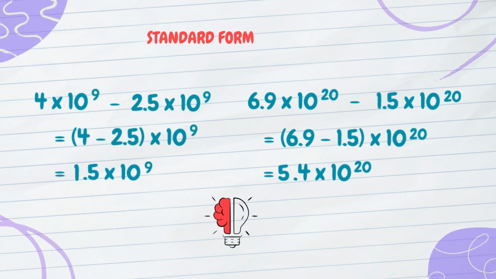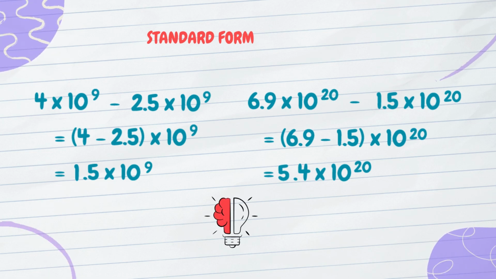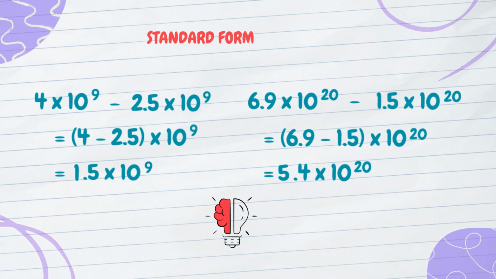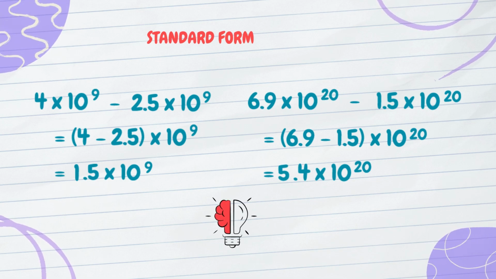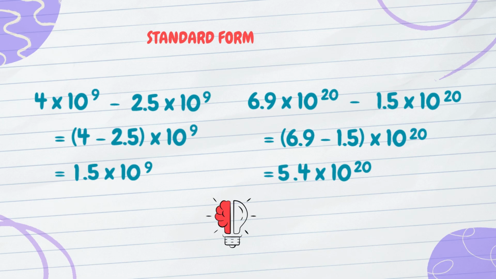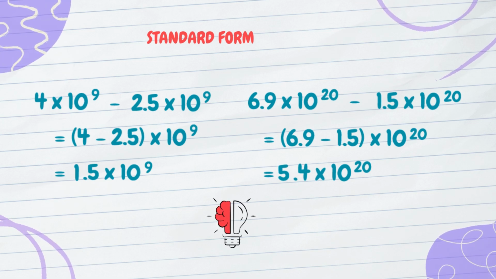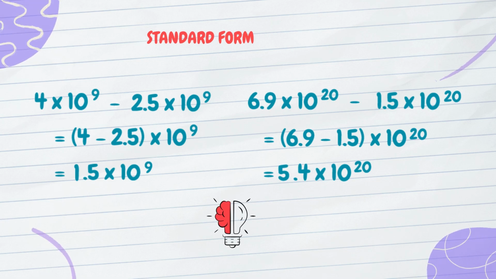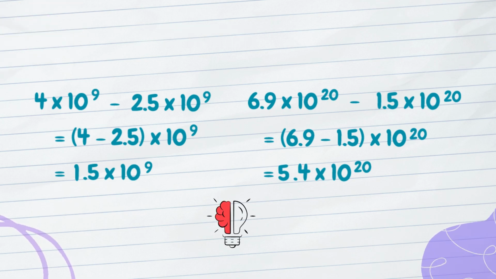Did you know? The distance from Earth to the Sun is about 1.496 times 10 to the power 11 meters, while the size of a hydrogen atom is about 5 times 10 to the power negative 11 meters. Without standard form, writing these numbers would be a nightmare.